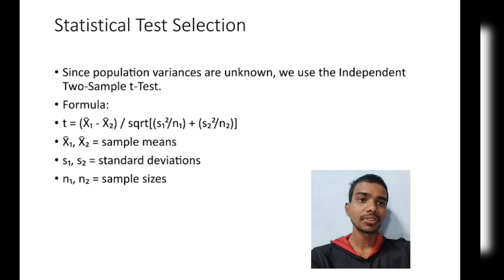Statistical test selection. Since population variances are unknown, we use the independent two-sample t-test. Formula: T is equal to x bar 1 minus x bar 2 divided by square root of s1 square by n1 plus s2 square by n2, where capital X1 bar and X2 bar are sample means, small s1 and small s2 are standard deviations, small n1 and small n2 are sample sizes.